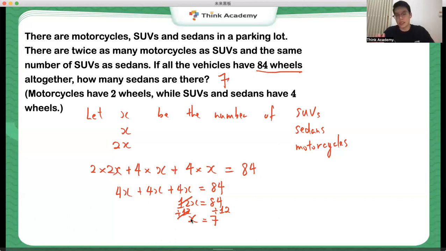But that's not always the case. For example, what if this question were asking for the number of motorcycles? Then it would be 2 times x, which is 14, right? So if you just write down the value of x, you might get it wrong. So make sure you double check the question after you're done with the algebra, and check what you wrote down at the very beginning, to make sure that what you're looking for is actually what the question is asking.